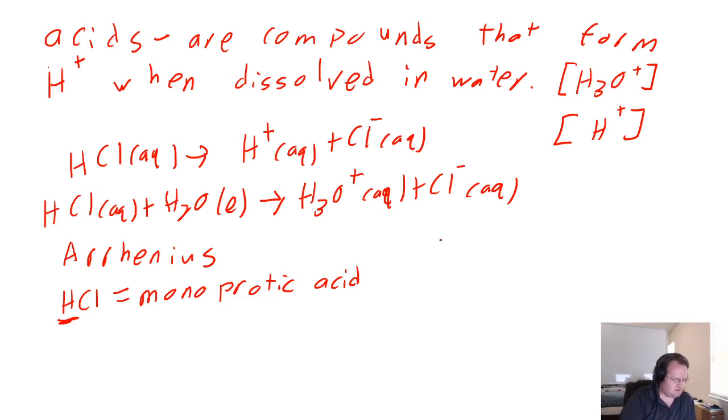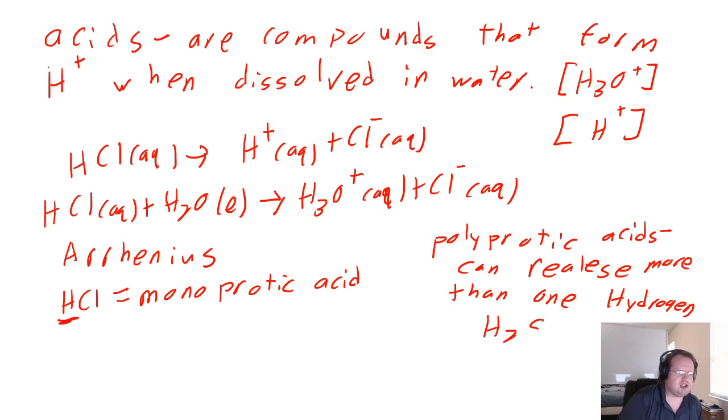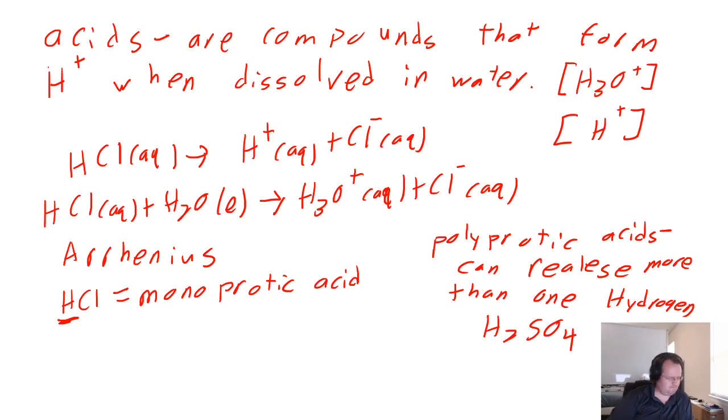Now, some acids are going to be what we call polyprotic acids. That means these can release more than one hydrogen. The most common example we'll use in this class will be H2SO4. This is an acid that can release 2 hydrogens.